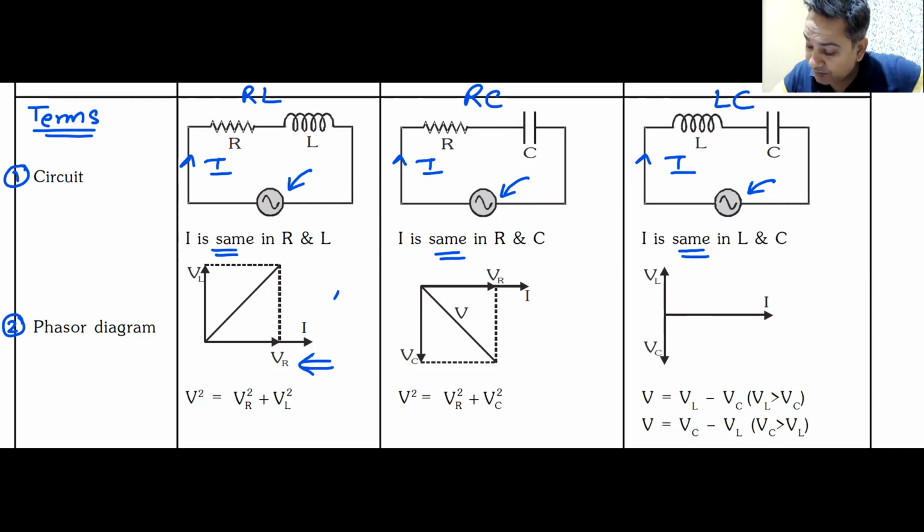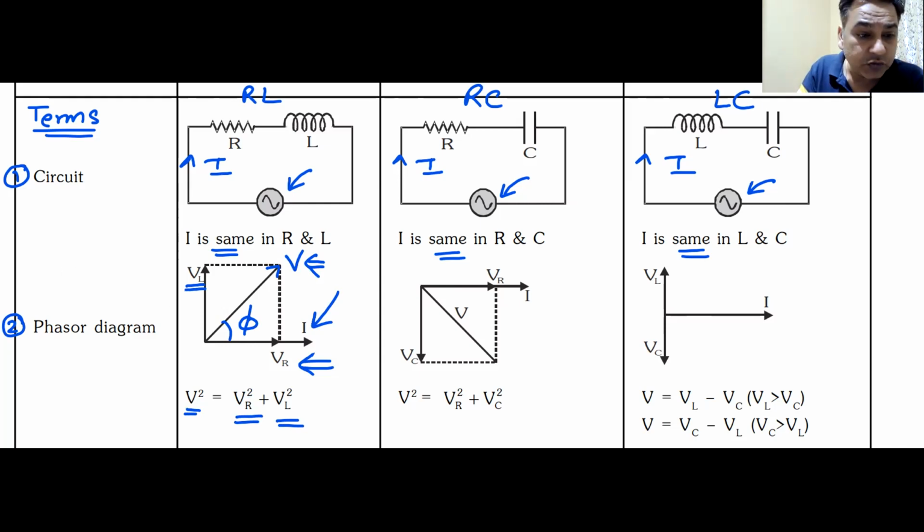VR is in phase with current, but VL is 90 degrees ahead of current. That is VL. This becomes your total V. Total V is ahead by a phase angle of phi. V square here will be VR square plus VL square. This is one way of writing it, or you can write it in terms of impedance: Z square is equal to R square plus XL square.